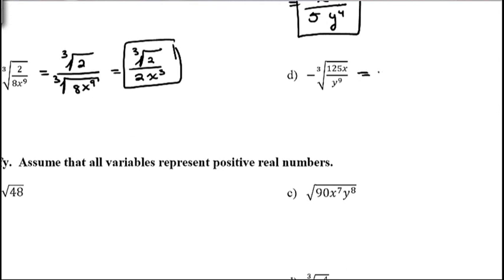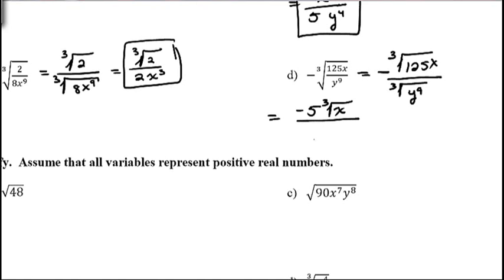Now here we have a negative sign out front, so don't forget about the negative sign. And again, we can take the cube root of the numerator, cube root of 125x, and also take the cube root of the denominator, which is y to the ninth. And the cube root of 125 is 5, so we have negative 5. And we can't take the cube root of x, so that'll stay underneath our cube root. And then we have the cube root of y to the ninth, and 9 divided by 3 is 3, so we have y to the third, or y cubed.